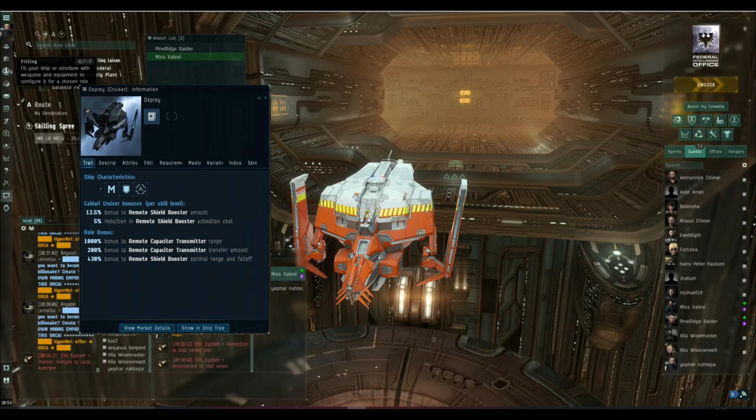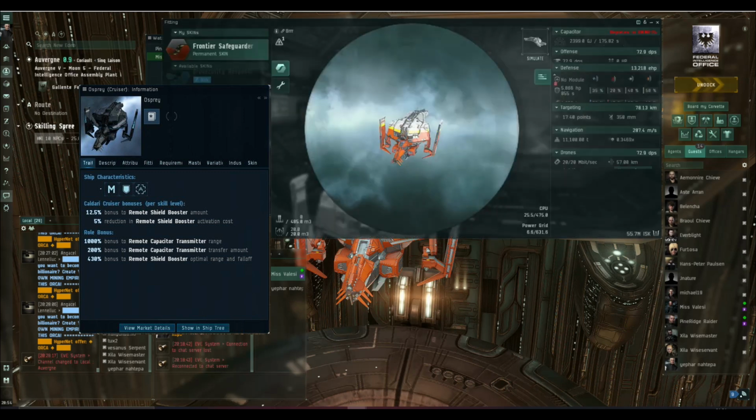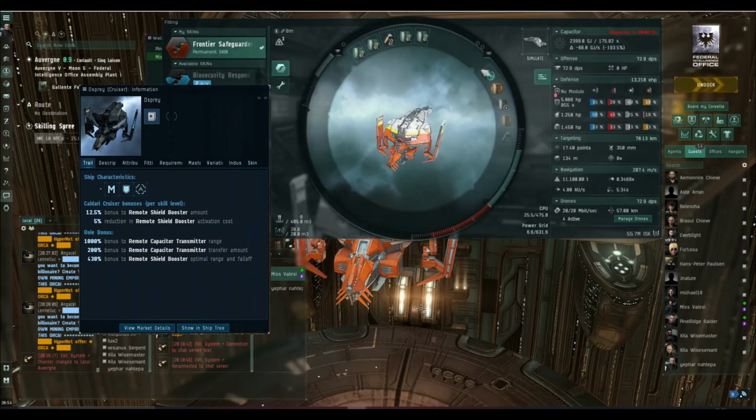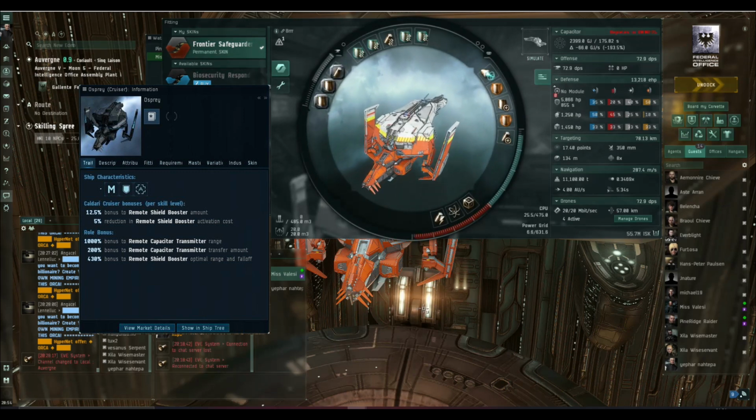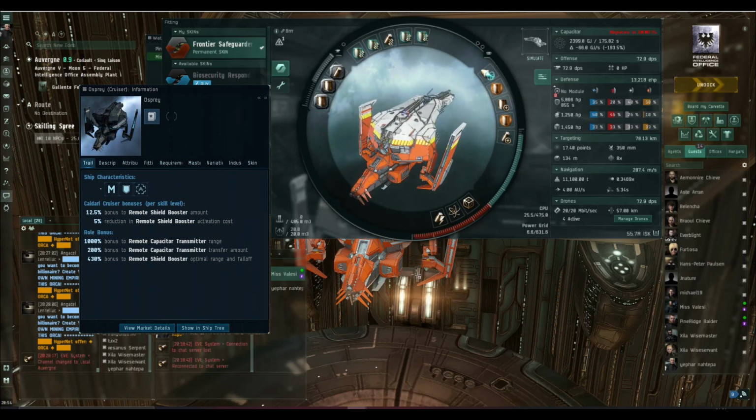A 1000% bonus to remote capacitor transmitter range, 200% bonus to the actual amount, and a 430% bonus to your remote shield booster optimal range and falloff. It also gets exactly the same cruiser skill based bonuses as the Minmatar Scythe we used a few videos ago to do some logi while we ran a mission, of 12.5% to shield booster amount, and a 5% per level reduction in the activation cost of the shield booster.